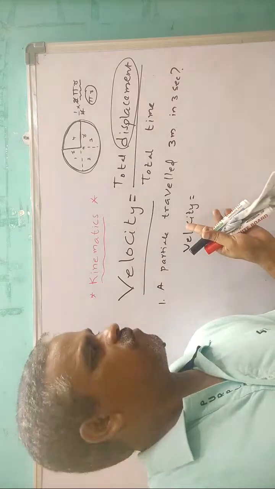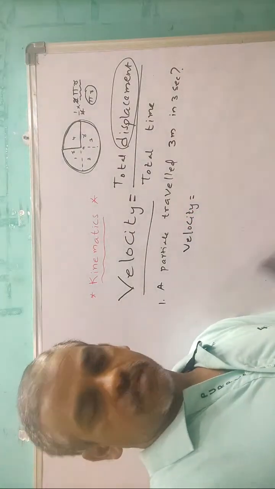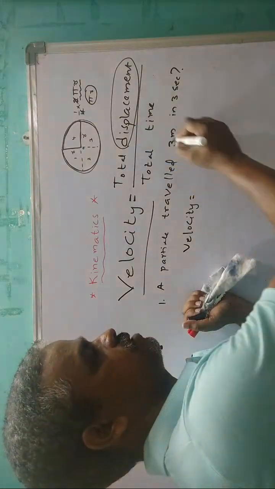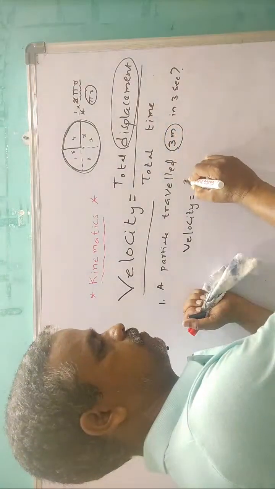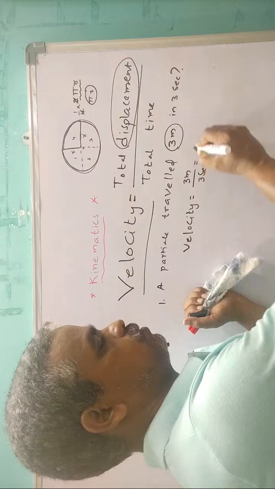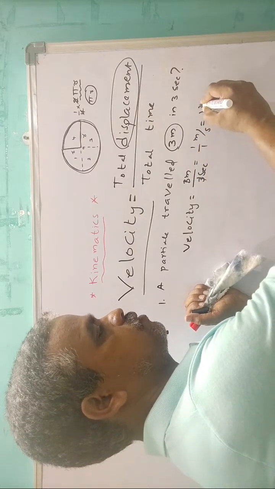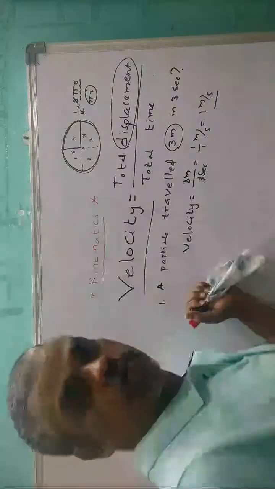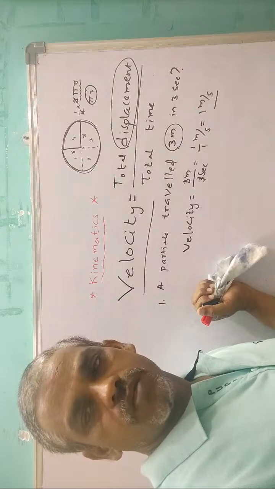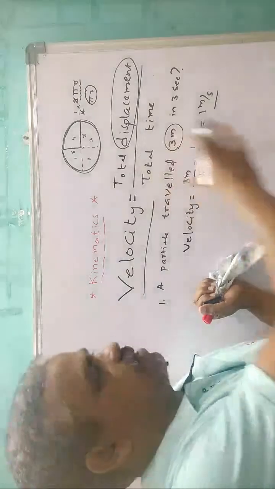Simple, same formula. Your travel distance is 3 meters in 3 seconds. So total displacement, how much travel here? 3 meters by 3 seconds. So 3 by 3, that is equal to 1 meter per second. Is it okay? Same formula, same.